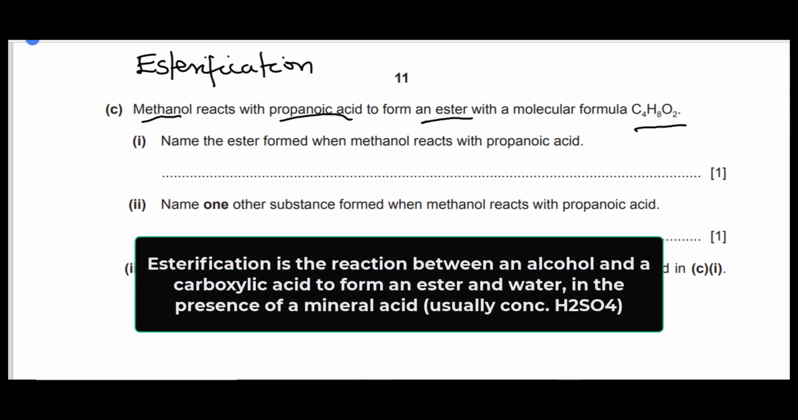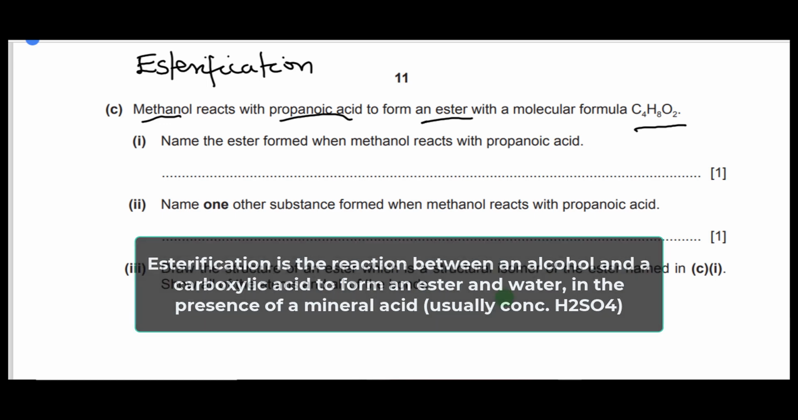Esterification is a reaction between alcohols and carboxylic acids to form esters and water in the presence of mineral acids. The commonly used mineral acid is concentrated H2SO4. It is actually a reversible reaction, and it's very, very slow.